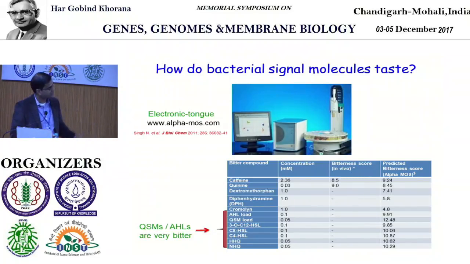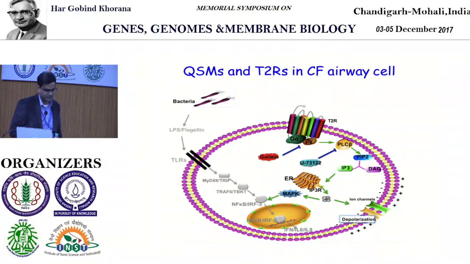Right? So now the actual question is, okay, the e-tongue is saying something, but does it actually translate into a physiological response? That's what we are trying to find out. So this is the hypothesis. These are the pathways that T2Rs act through. We know bacteria act through LPS and TLRs. That's already a well-established pathway. But what's not known is whether these molecules act through T2Rs, causing inflammation in the CF airway.